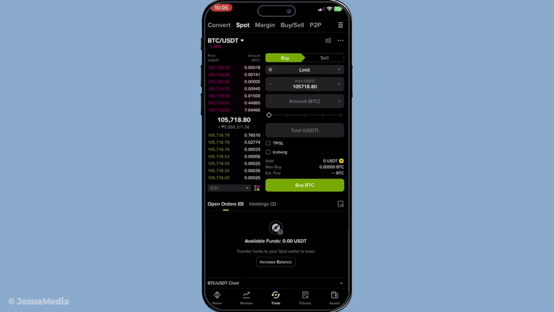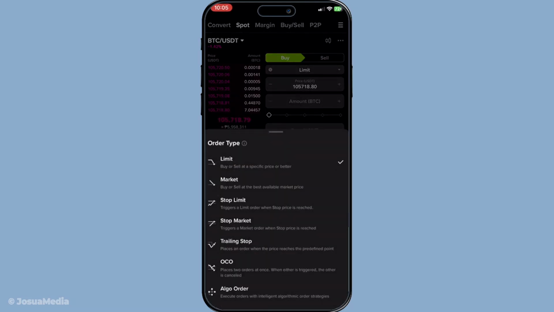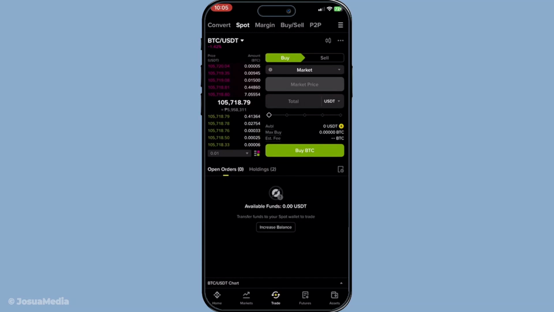Now that you've selected your trading pair, it's time to decide on the type of order you want to place. Here, you'll want to tap on Market. A market order means you're agreeing to buy or sell at the current market price. It's the most straightforward type of trade and is best for quick transactions, as you don't have to set a specific price to execute your trade.